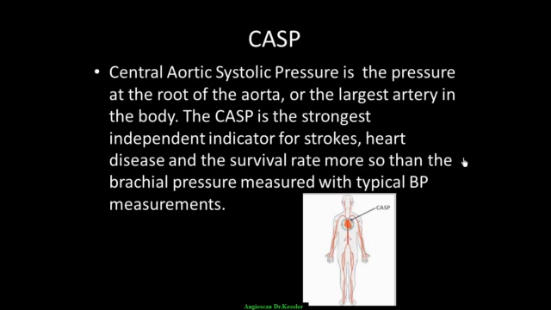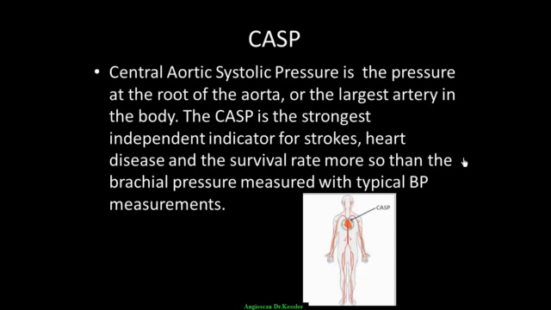This is the CASP. Central aortic systolic pressure is the pressure at the root of the aorta, or the largest artery in the body. The CASP is the strongest independent indicator for strokes, heart disease, and the survival rate, more so than the brachial pressure that everybody measures with typical blood pressure measurements.